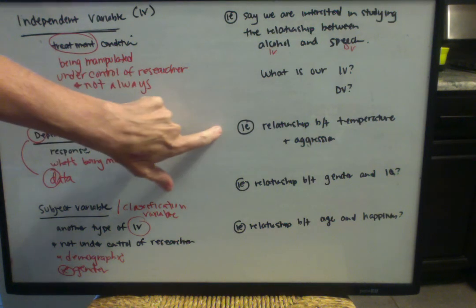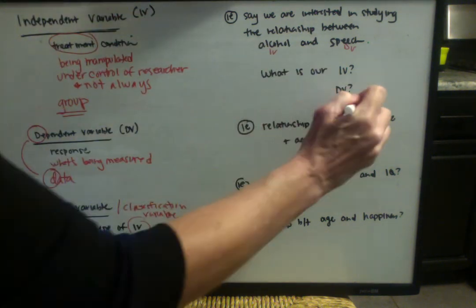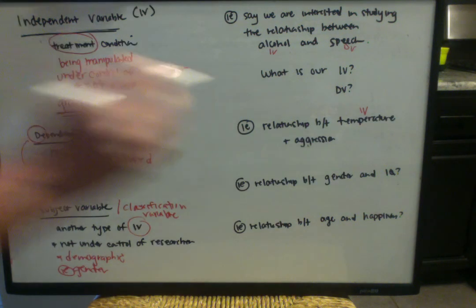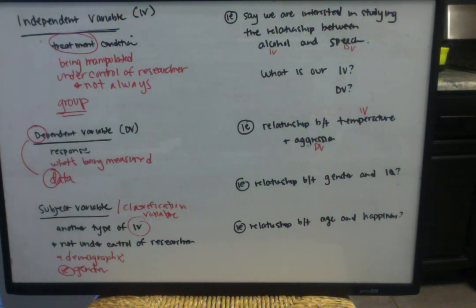Another example. Let's say we're interested in the relationship between temperature and aggression. Which one of those is the treatment and which is the response? Is temperature the treatment or the response? Hopefully you're on the same page with me. Temperature is the treatment, and so aggression would be the response or the dependent.